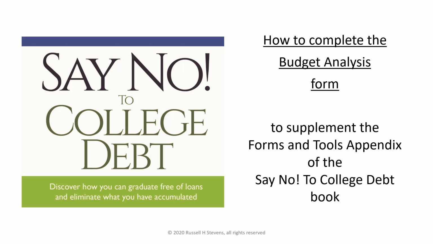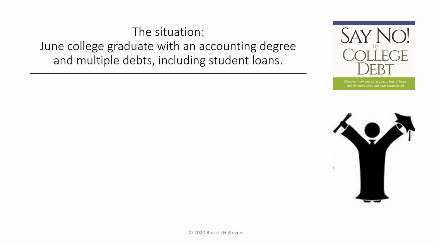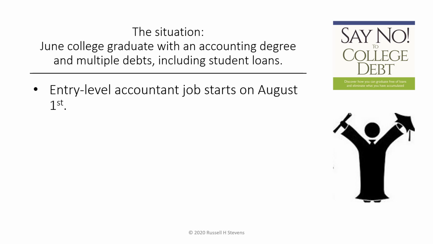This is the second in a series of videos to illustrate how to put together a spending plan that deals with school loans. To do all the videos, a fictional college graduate has been invented with a bachelor's degree in accounting. As was covered on the first video, our student just graduated and has accepted a job in a Midwest city as an entry-level accountant, starting on August 1st.